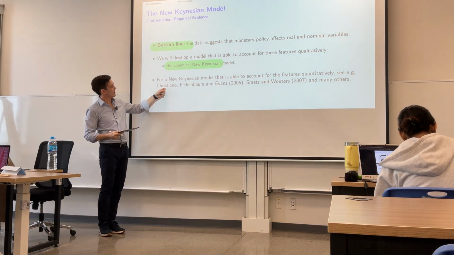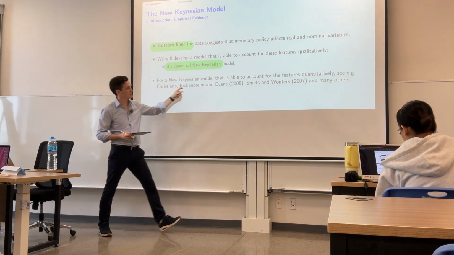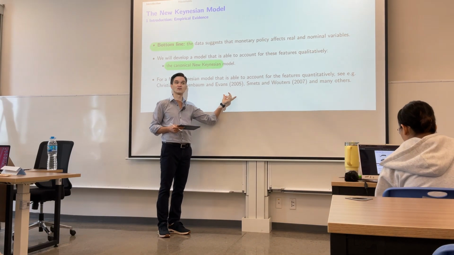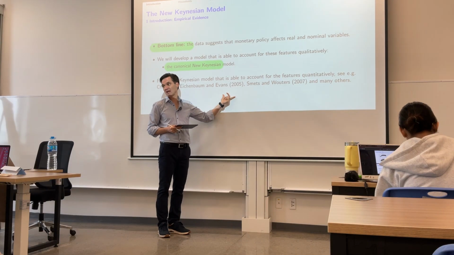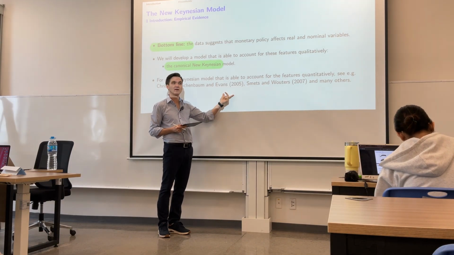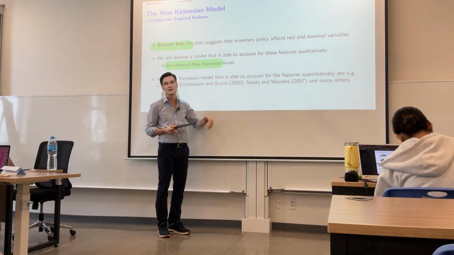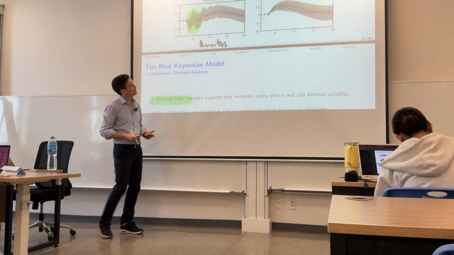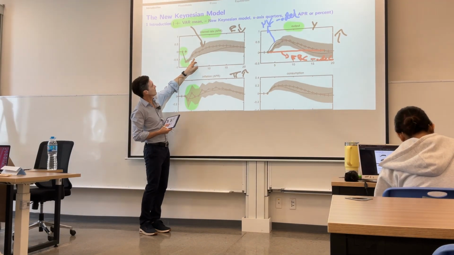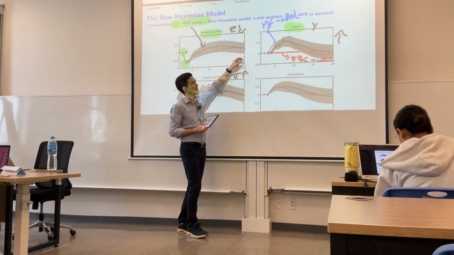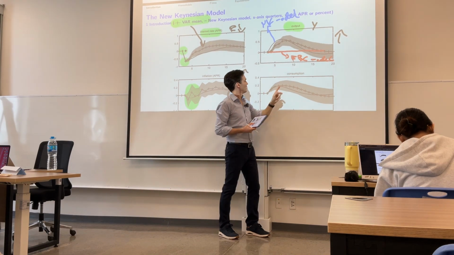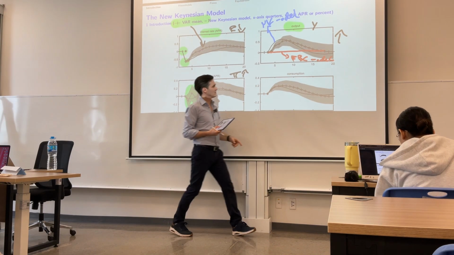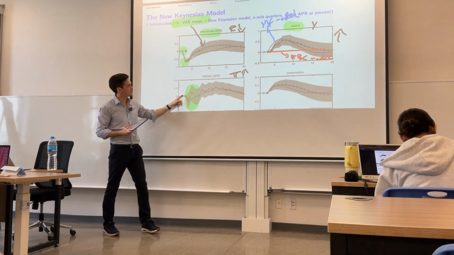Well, for that we have papers like Christiano, Eichenbaum and Evans, and Smets and Wouters, and that model is not just 3 equations, it's like 10 or 15 equations. It has a lot of stuff in it. This is nothing else than just these solid lines here. This is the quantitative New Keynesian model that Smets and Wouters and Christiano, Eichenbaum, Evans have developed.